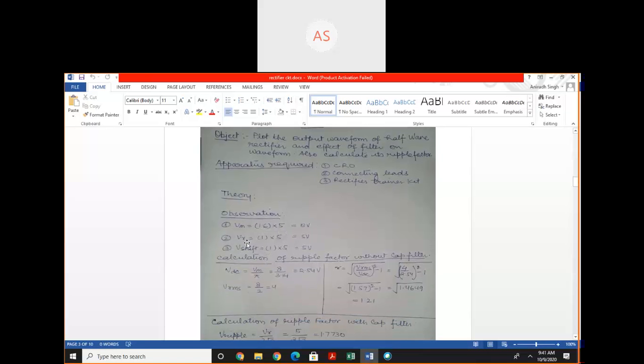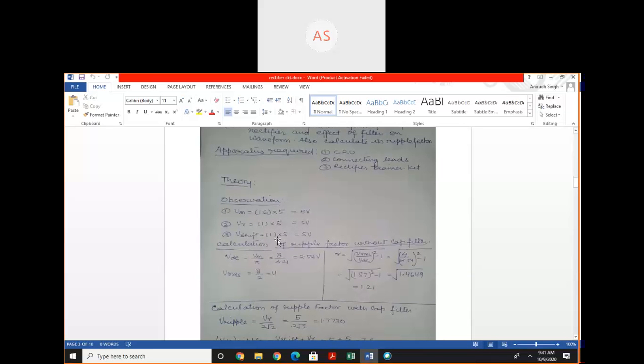Theory is clear to you? Then observation. When there is no filter connected across load resistance, Vm is 1.6 multiplied by 5, which is equal to 8 volt. When we connect a capacitor across load resistance RL, then we get VR. VR is 1 multiplied by 5 volt, and there is a 1 block shift in case of filter. So shift is 1 multiplied by 5 volt.